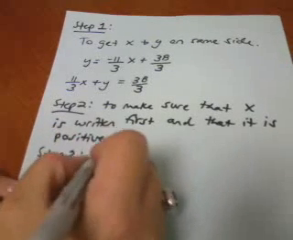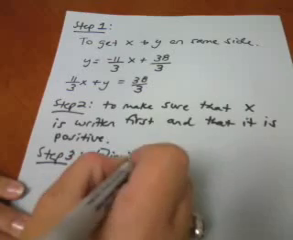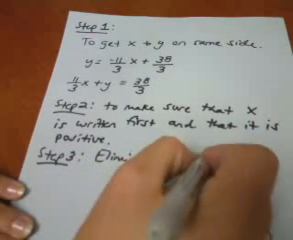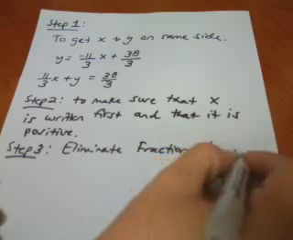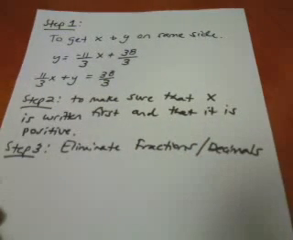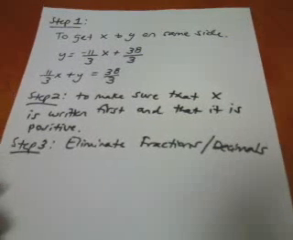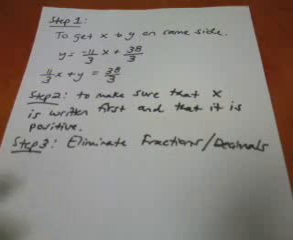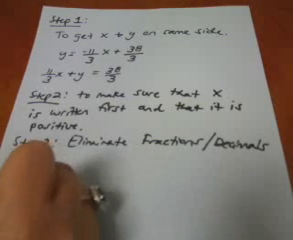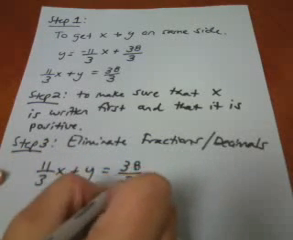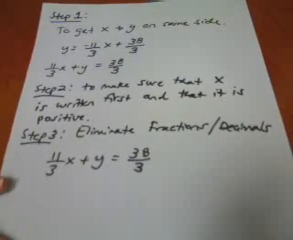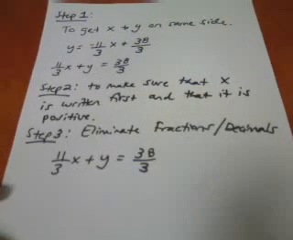And then step 3 is to eliminate fractions, or for that matter, decimals. You cannot have any fractions or decimals. Most of the time it's going to be set up as fractions, so you want to eliminate your fractions. This goes back to the problem that I showed you how to do in section 1.4. In order to eliminate fractions, you have to get the LCD. Luckily with this problem, there's only one denominator, so the LCD is going to be 3.